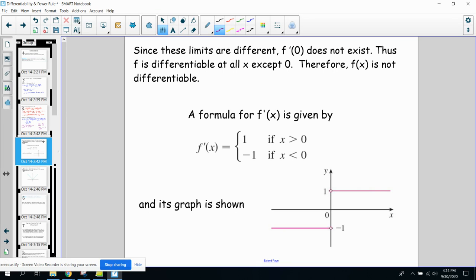So overall, f of x is not differentiable because of that one point at 0, because we couldn't find the limit since the left and right-hand limits were not the same. So if we wanted to write a formula for the derivative of the absolute value, it would be 1 if x is greater than 0, which is what we found using the limit, and negative 1 if x is less than 0. And then the graph corresponds to the equations.